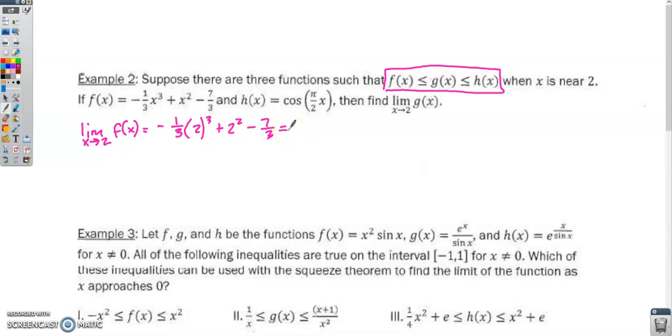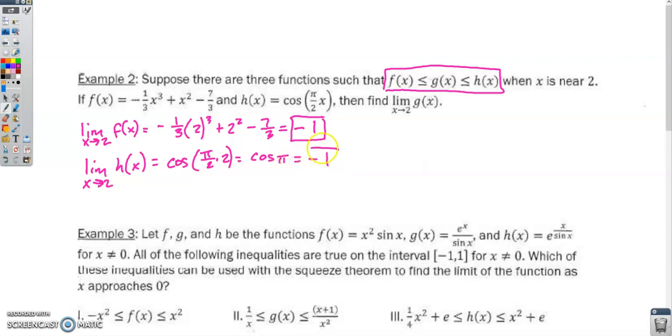And that gives us, let's see, -1 if we calculate all that out. -8/3, -7/3 makes -5, and 2 squared is 4, so that gives us -1 as our limit. And the limit as x approaches 2 of h of x is equal to the cosine of pi over 2 times 2, so cosine of pi, which is -1.